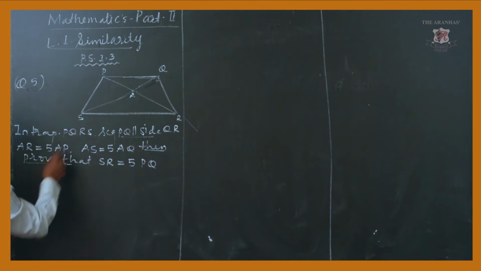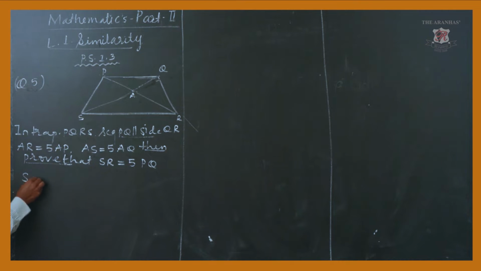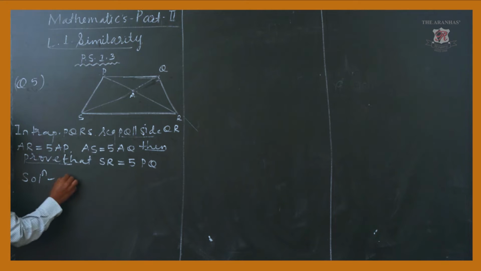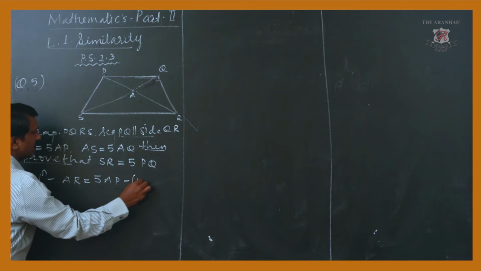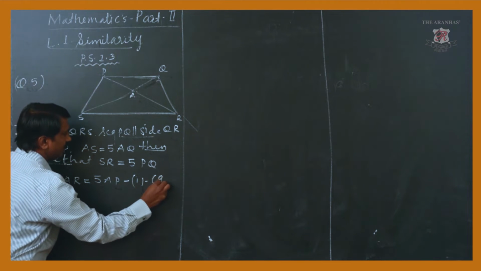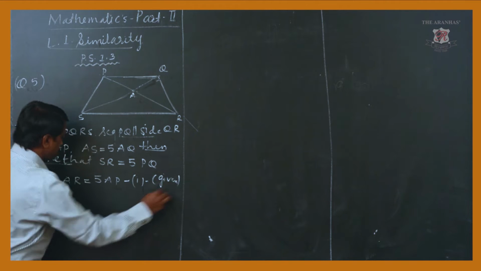Let us see now, we will start the solution. Here we will write it. First I will start by using the data which is given, that is the side relation. They gave us segment AR equals 5 times AP. This I just write as given.